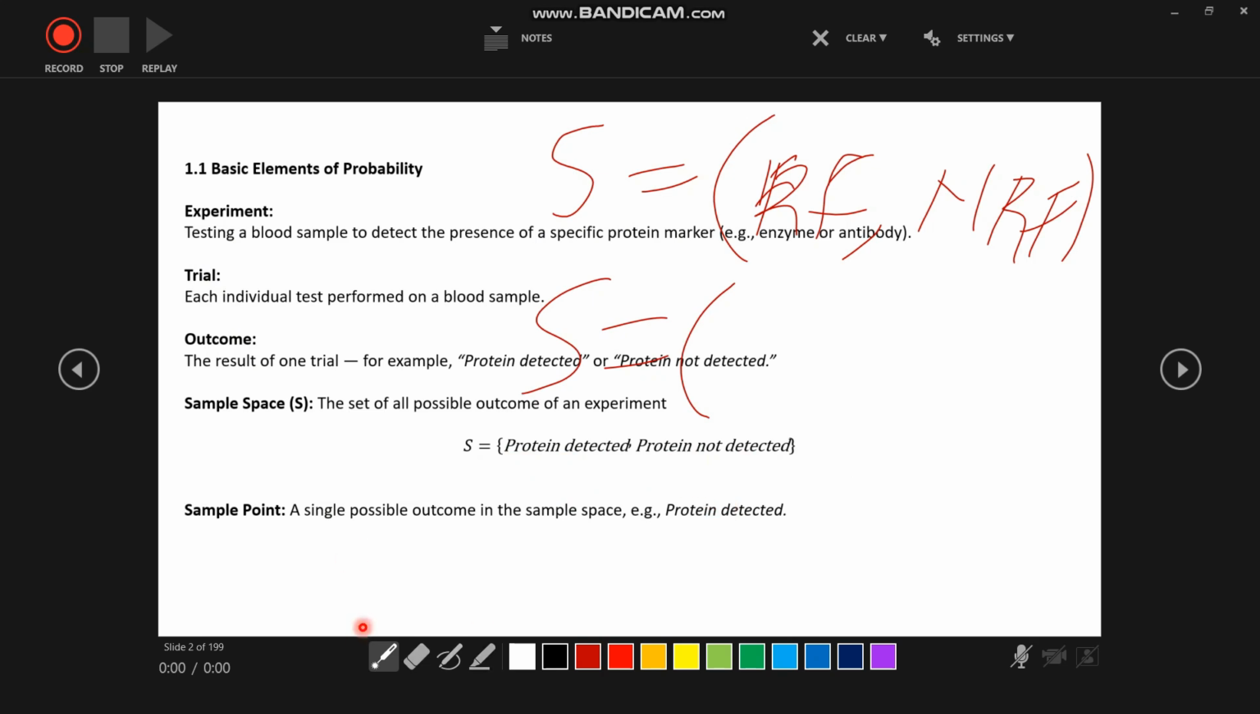Then we have sample point as well. Sample point is a single possible outcome in the sample space, e.g. protein detected. For this sample space, each outcome is what we refer to as a sample point. So each outcome in a sample space is what we call a sample point.